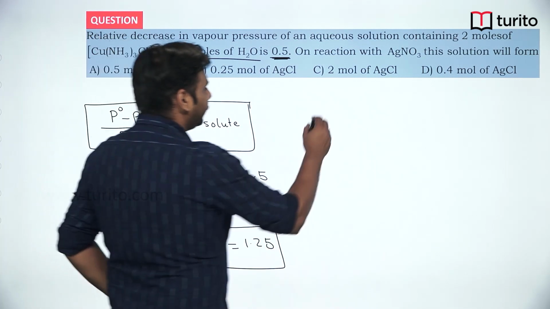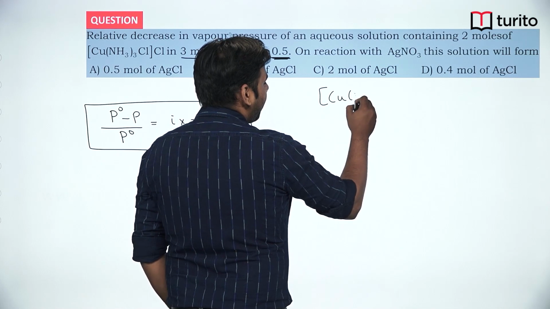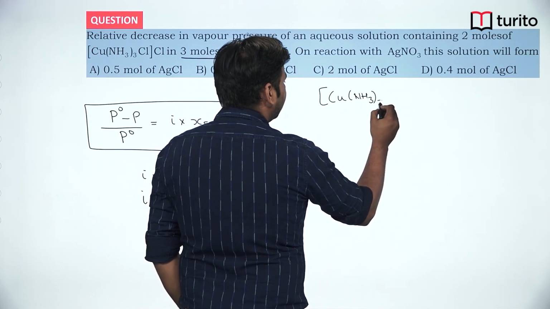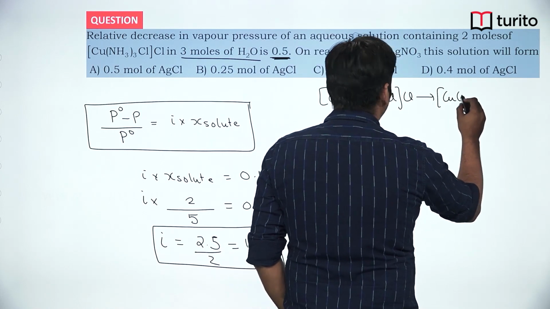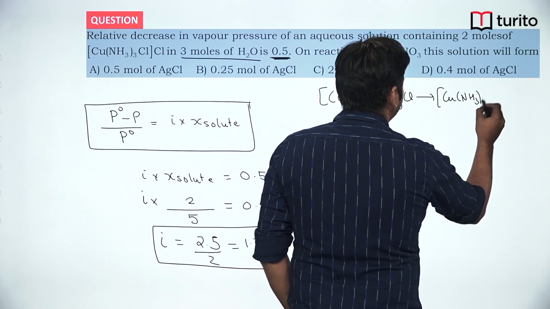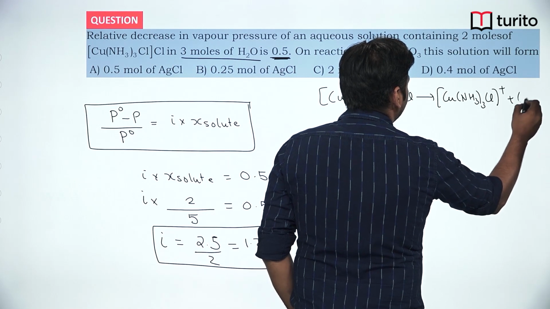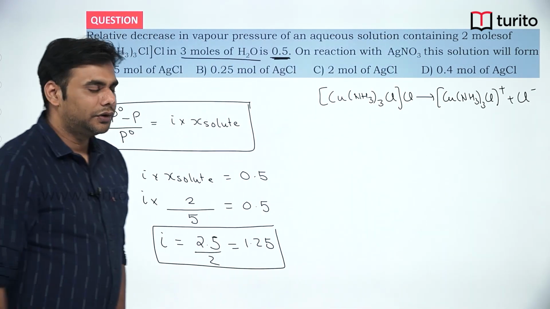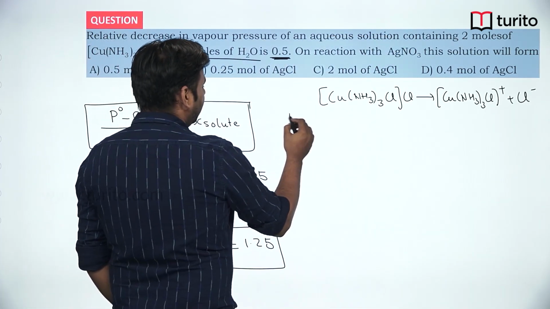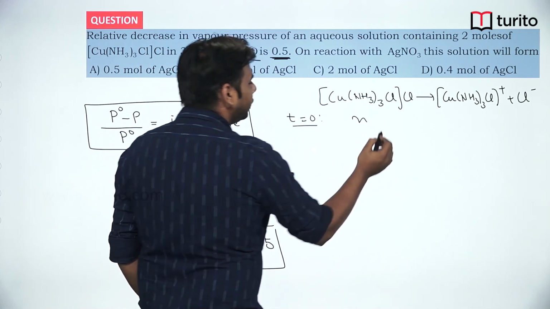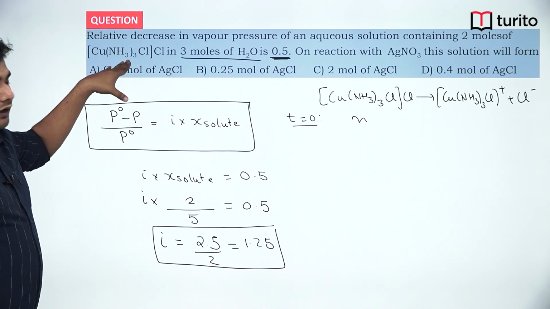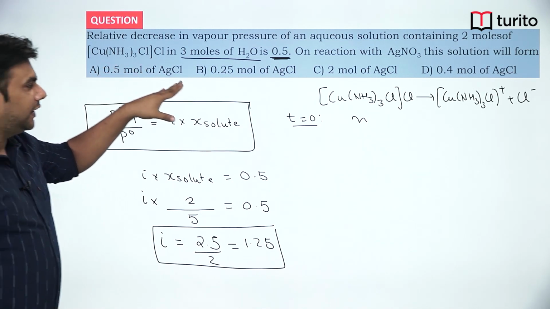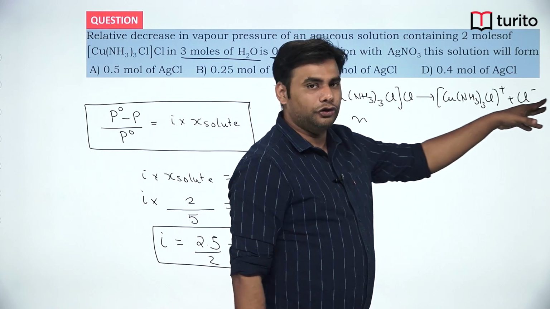So if we look at this complex, it would be breaking into [Cu(NH3)3Cl]+ plus Cl negative. Okay, so at time t equals 0, let us assume that n is the number of moles, because if it was 100% ionized, then the number of particles coming in the solution should be 2.